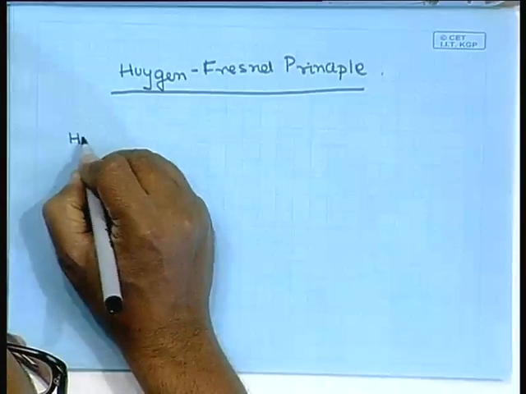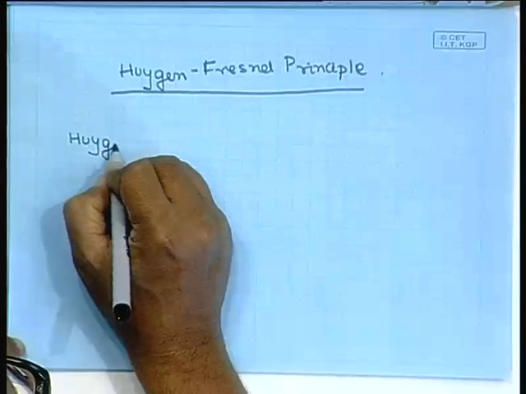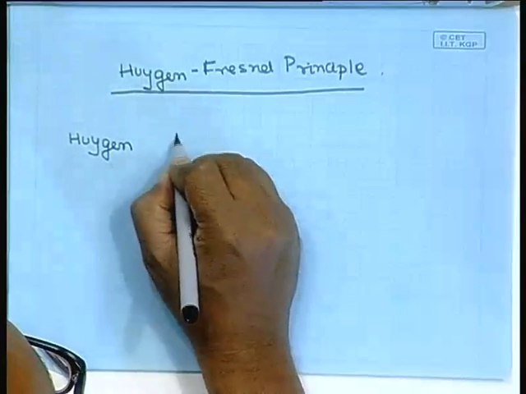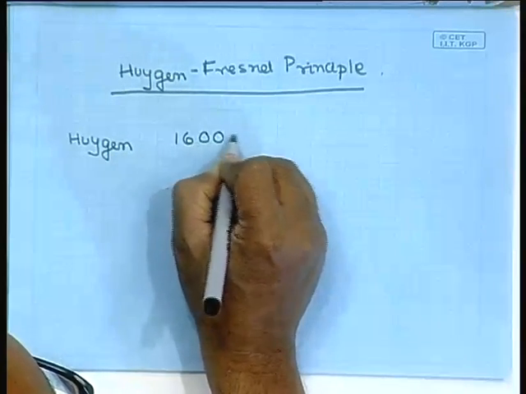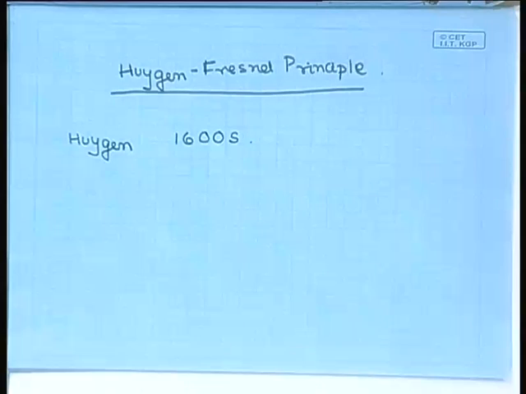The Dutch astronomer Huygens in the 1600s introduced the Huygens principle. The Huygens principle itself is not directly applicable to studying diffraction, but let me first tell you what the Huygens principle is. The Huygens principle tells us as follows. The problem is as follows.